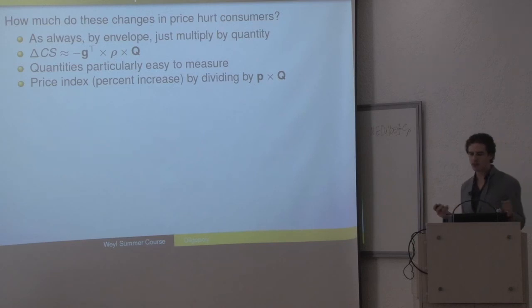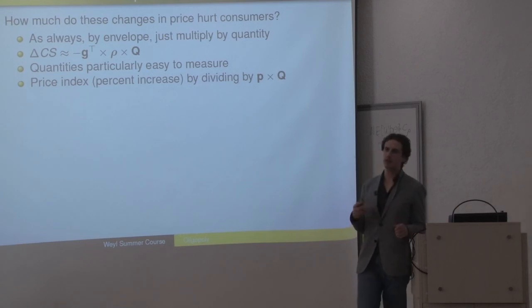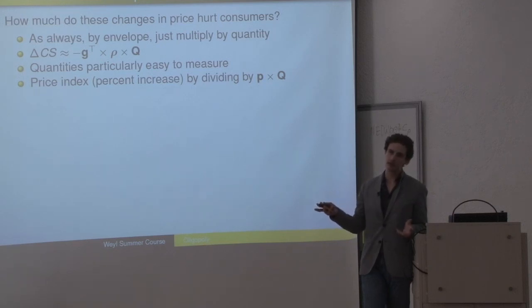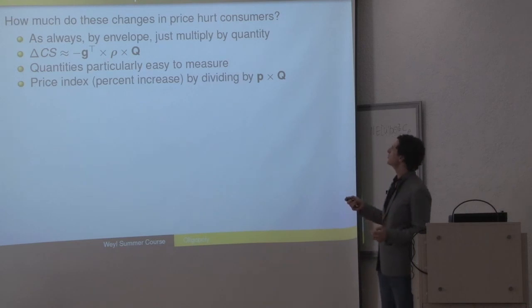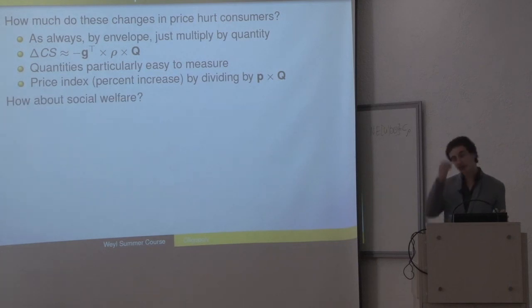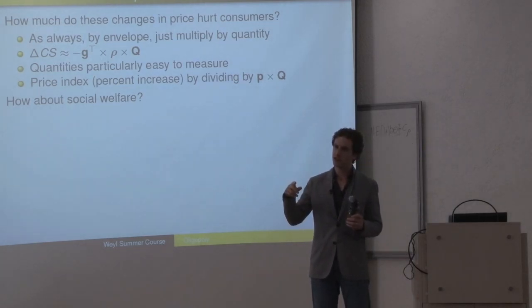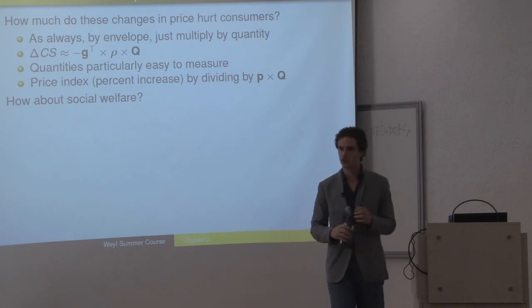This is the same principle as constructing a price index, right? So when people talk about inflation, what they do is they take the change in the prices times the quantities, right? That tells them how much overall prices have increased. And you can do the same thing here. So you can take this change in consumer surplus divided by prices times quantities, which gives you the percentage change in the price index facing consumers. Now, Nancy, how would we do this for social surplus? The formula for the change in consumer surplus is delta P times Q. What's the formula for the change in social surplus?